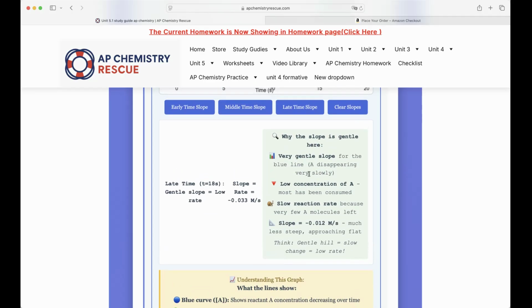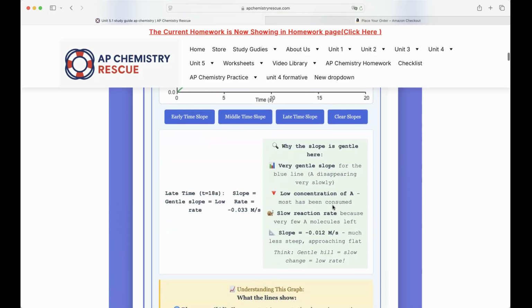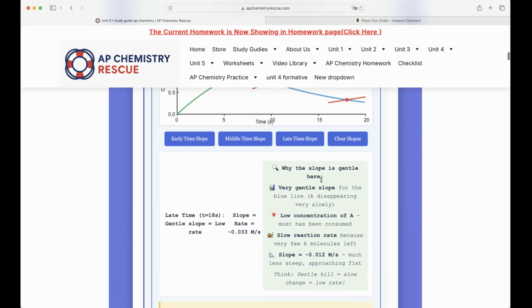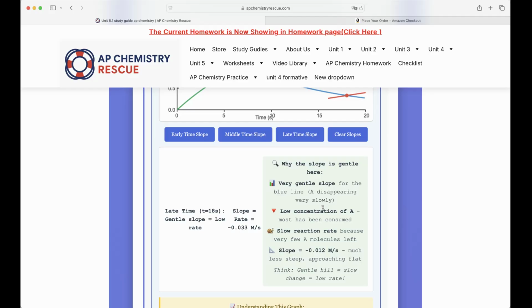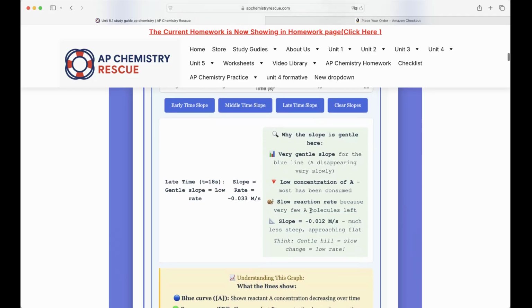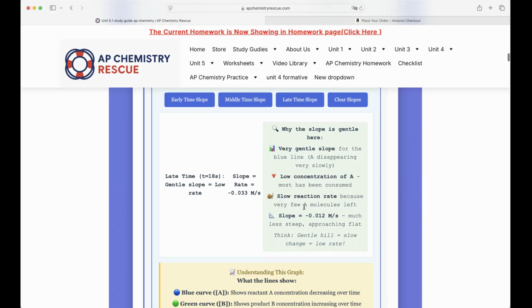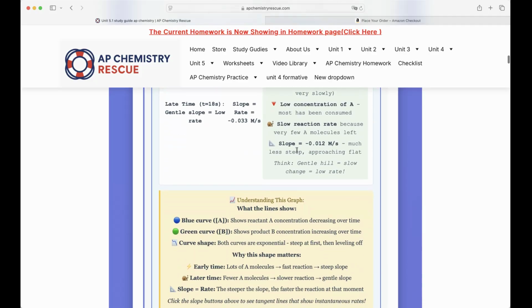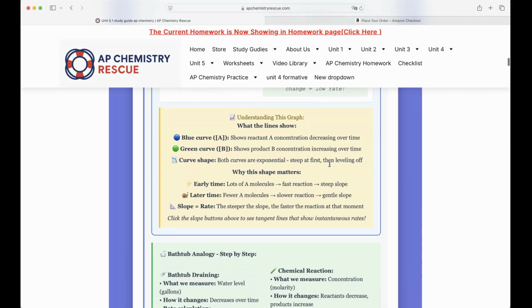Why is that? There is a very gentle slope here because the blue line has a small slope, because of the low concentration of A; most has been consumed. A low, slow reaction rate because very few A molecules are left, and that's why there is a very small slope, as the rate of the reaction is very small because it's approaching flat. So a gentle hill equals slow change, so a low rate.